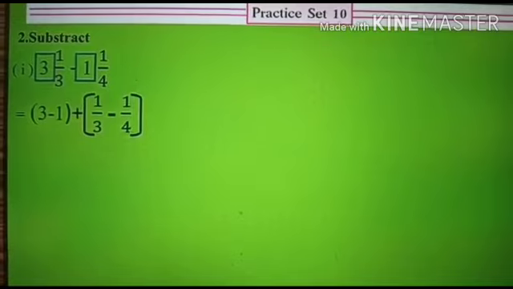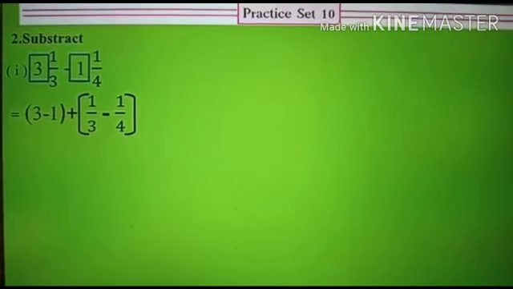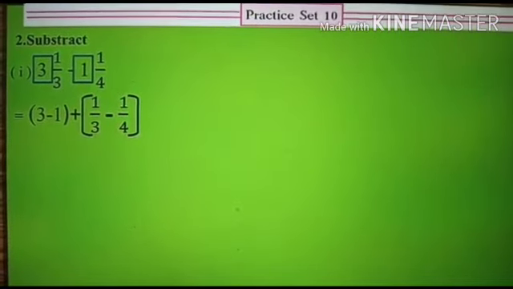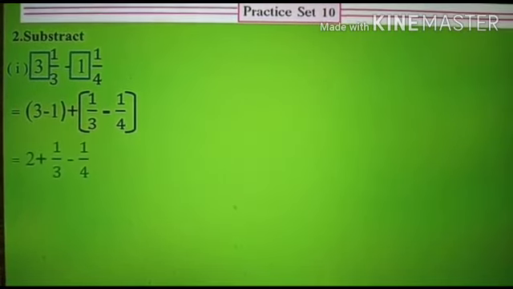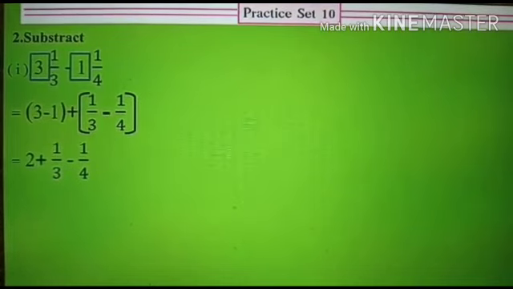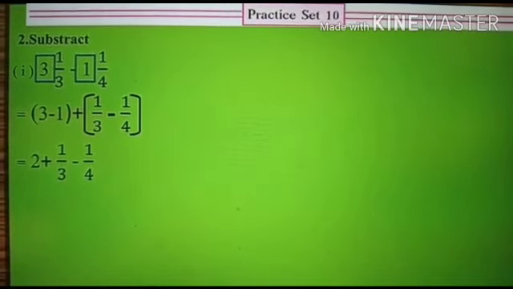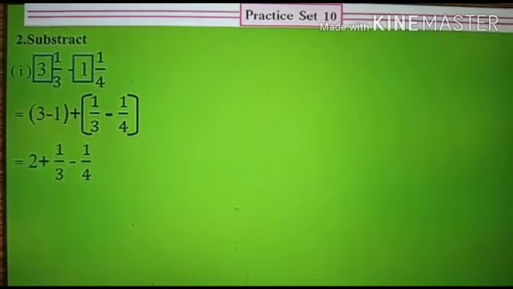Now subtraction, 3 into 1 upon 3 minus 1 into 1 upon 4. 3 and 1 are whole numbers. So in the first bracket 3 minus 1, and in the second bracket 1 upon 3 minus 1 upon 4. So 2 plus 1 upon 3 minus 1 upon 4.